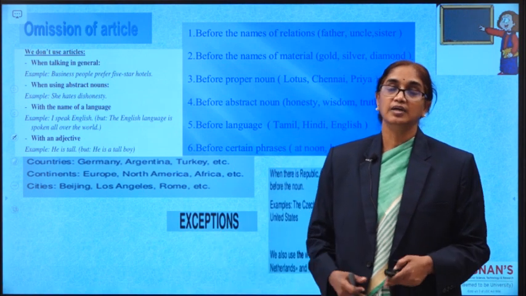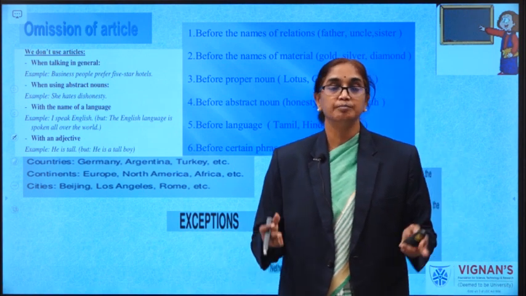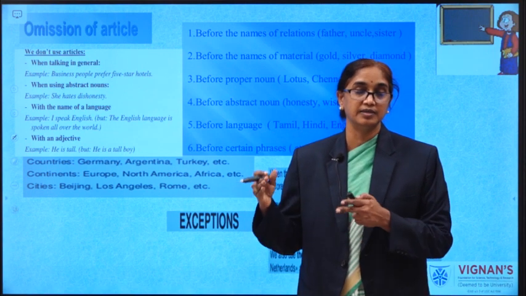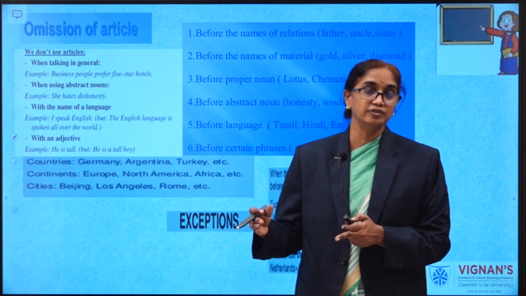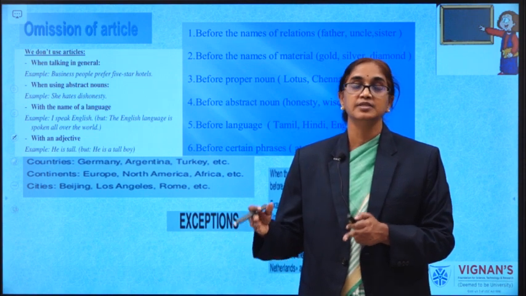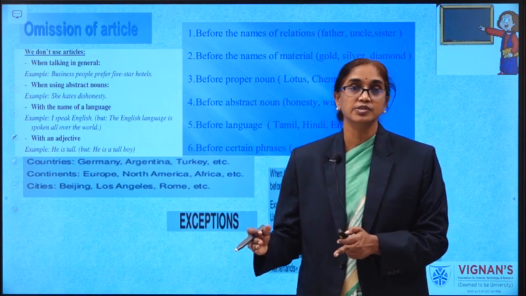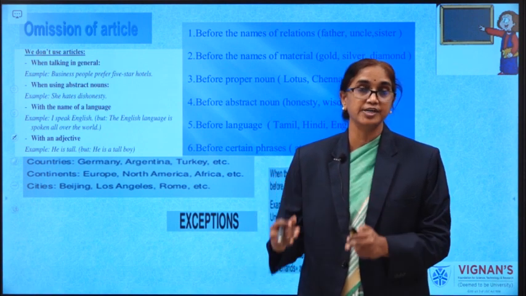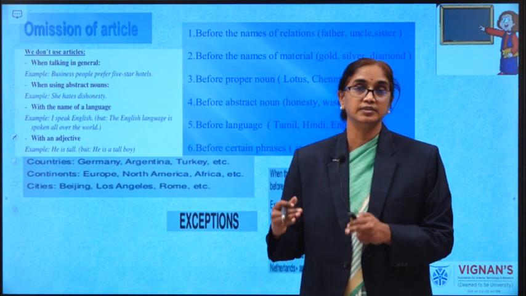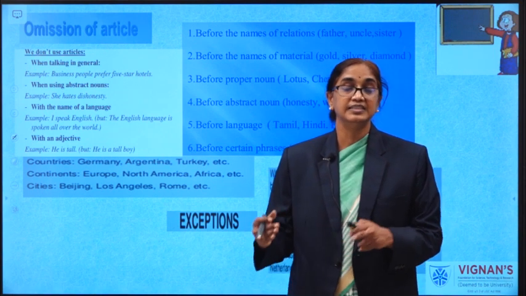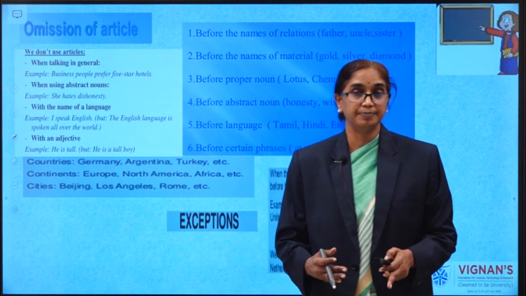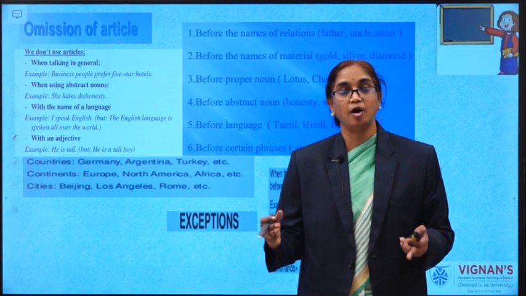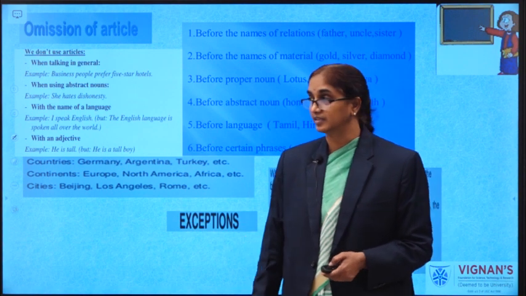So this is how article the is usually used before certain proper nouns, which are names of mountains, names of archipelagos, names of rivers, names of oceans, names of important holy books like the Quran, the Bible, the Bhagavad Gita, the Iliad, the Odyssey, epics like those. These are some of the common ways of using the definite article the.